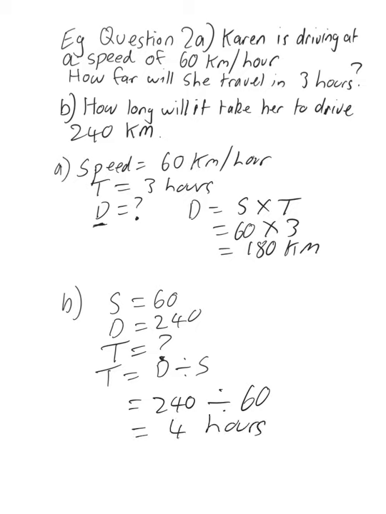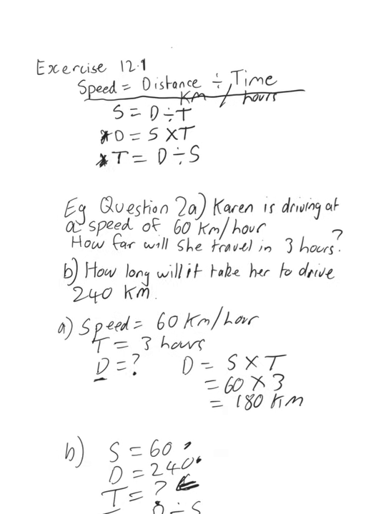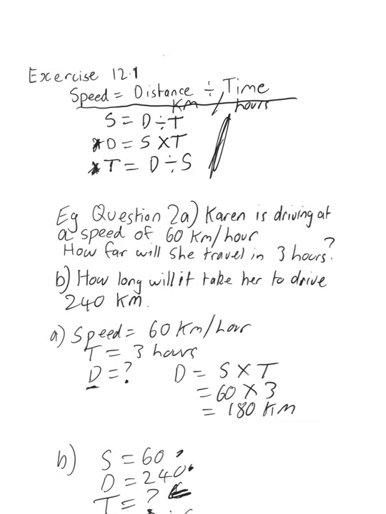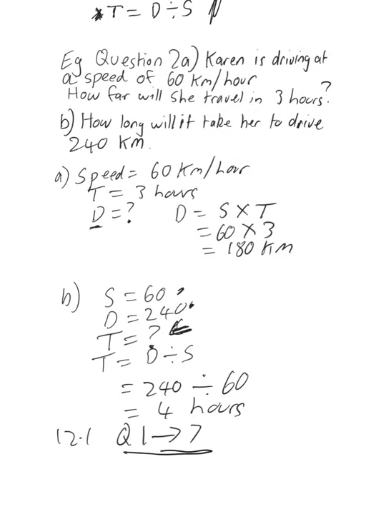hours. Now all the questions in 12.1, questions 1 through to 7 can be pretty much done exactly in this way, just identifying the two pieces of information you've got, which one are you being asked to find, and therefore pick the appropriate formula out of the three formulas, and then substitute and calculate. Okay, please have a go now at completing the questions 1 to 7 on exercise 12.1. Thank you.